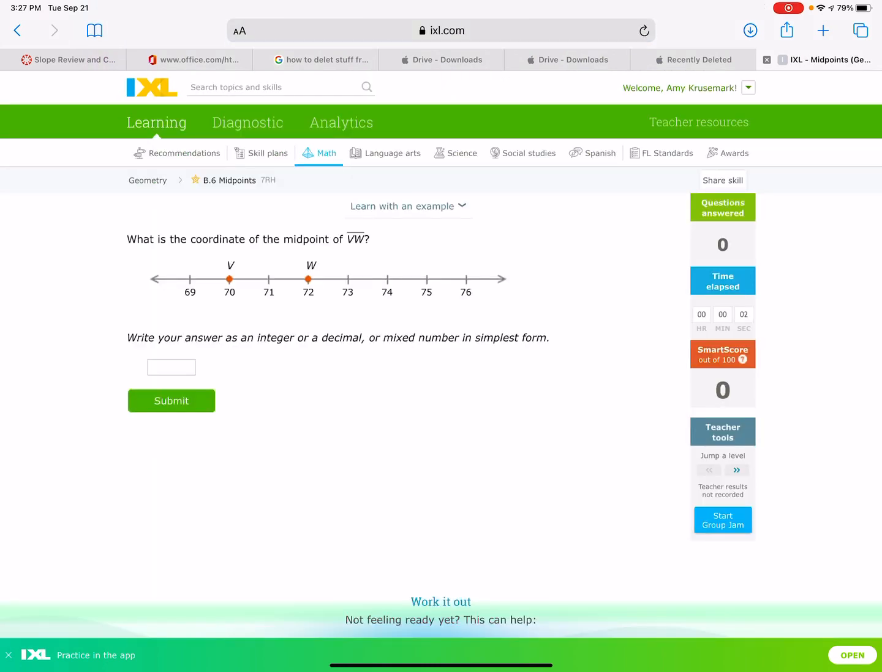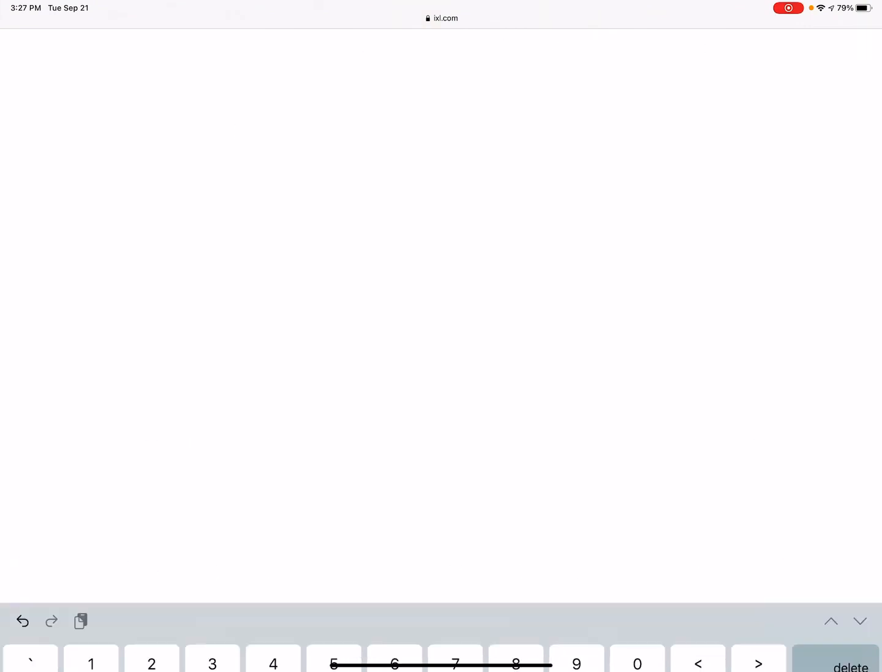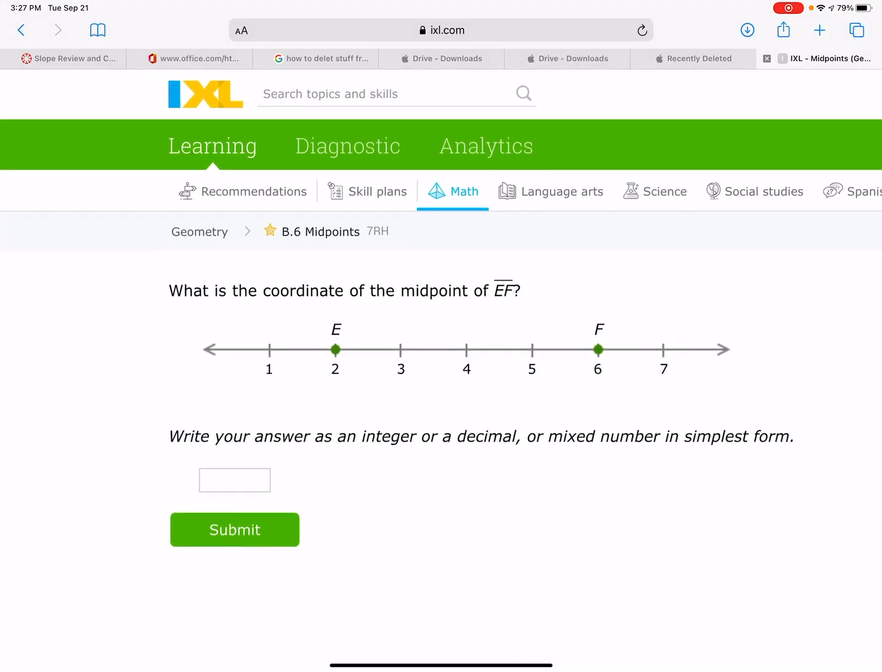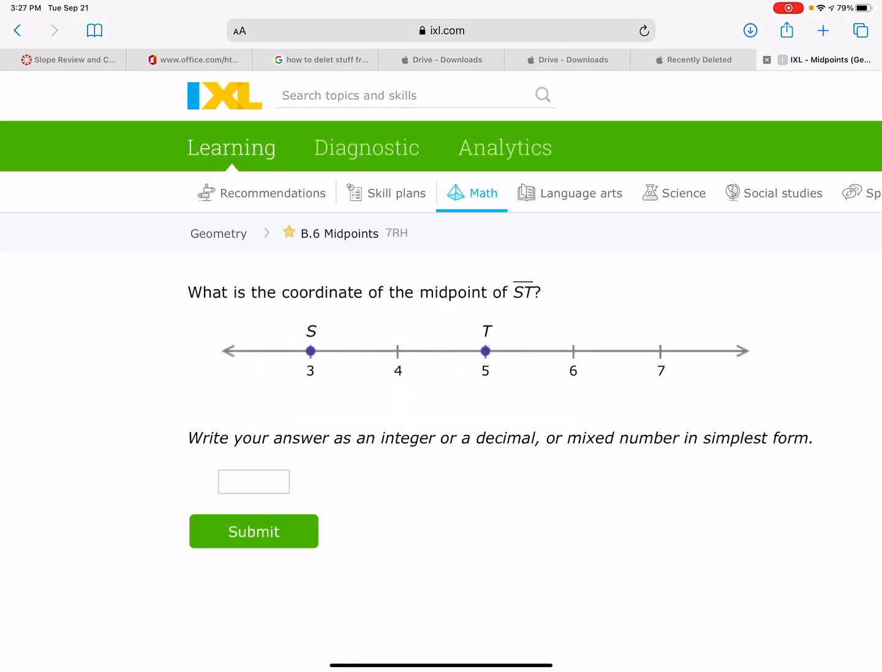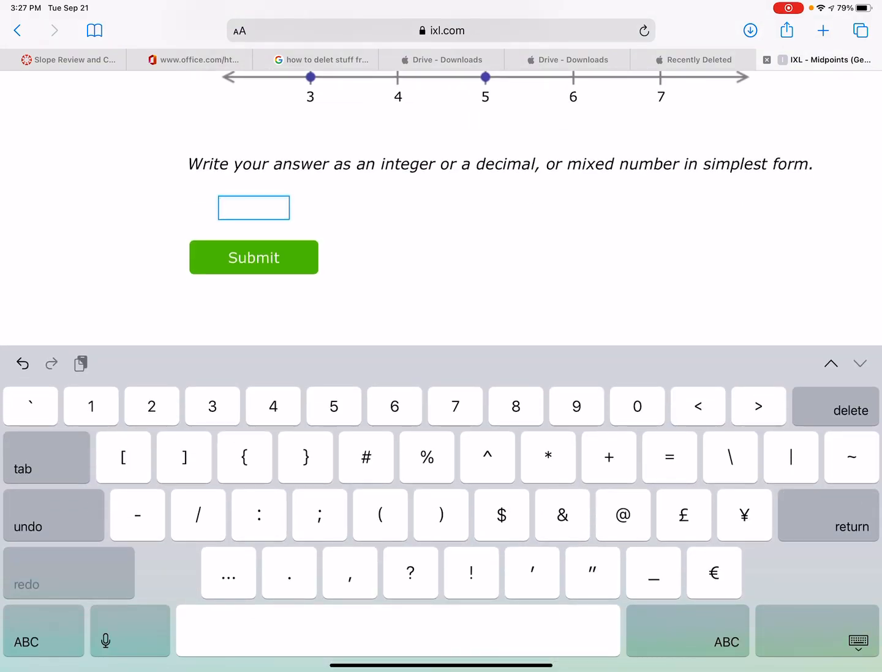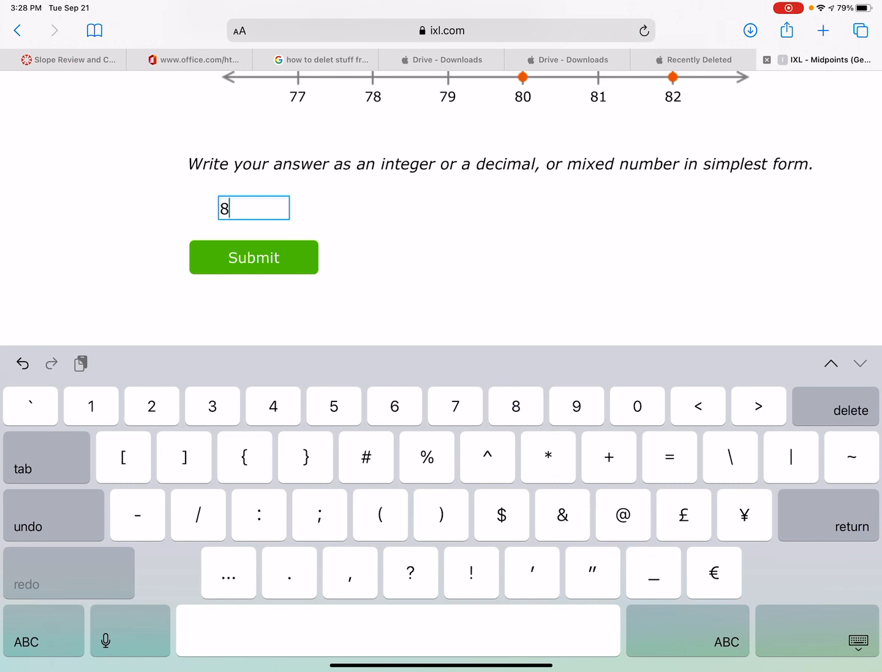Here I'm looking for the midpoint. If I add the 2 plus 6, and divide by 2, I get 4. Add the 2 and divide by 2. 3 plus 5 is 8. Divide by 2, I get 4. All right, add the 2, I get 162. Divide by 2, I get 81.